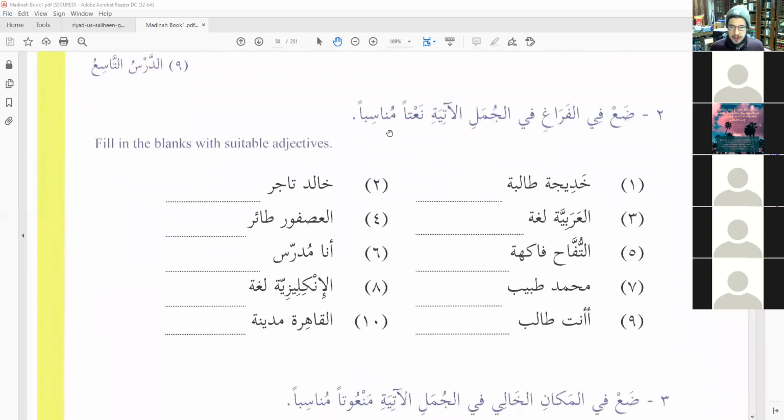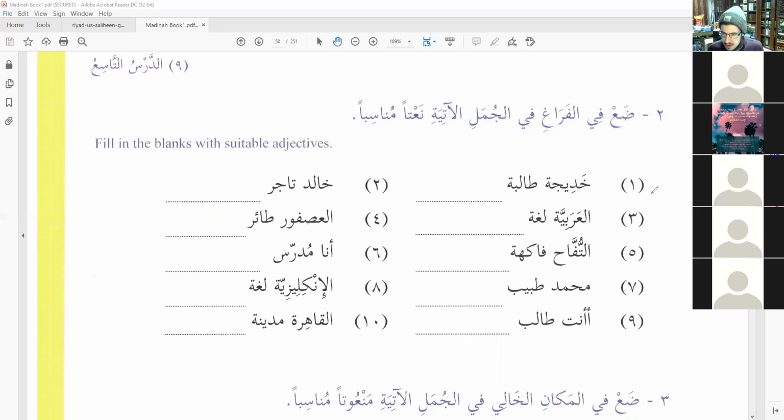New exercise. Let's try to finish this one, and then probably that'll take up the rest of the class. ضع في الفراغ في الجمل الآتية نعتا مناسبا. So they use the word na'at here for adjective instead of sifa. So what this means is fill in the blanks with suitable adjectives, meaning adjectives that make sense from the previous vocabularies, words that you've learned. Qadim and jadid, sahlun and sa'bun, right? These sorts of things. Try to pick something that makes sense, right? We don't want to say that this doctor is hard or difficult. We want to use something else.